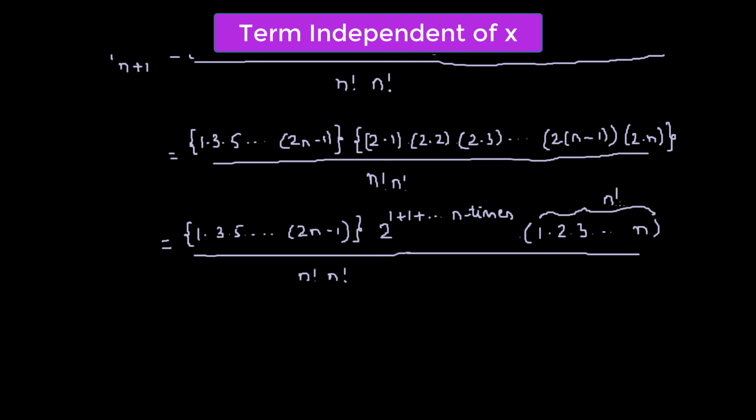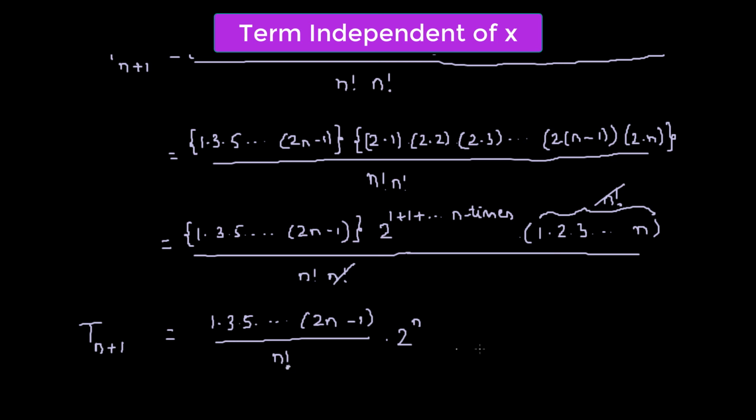term is simply n factorial, so we can factor out n factorial from both the numerator and the denominator, and what we're left with is 1 times 3 times 5 all the way up to 2n minus 1 divided by n factorial times 2 raised to the power of 1 plus 1 plus 1. So 1 has been added n number of times, so we can simply write 1 times n, which will be simply n. So this is the n plus 1th term, which is independent of x and is of the form 1 times 3 times 5 times all the way up to 2n minus 1 times 2 raised to the power n, whole divided by n factorial, hence proved.